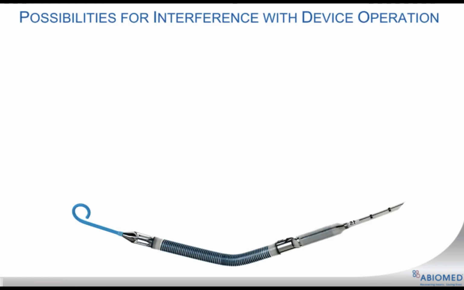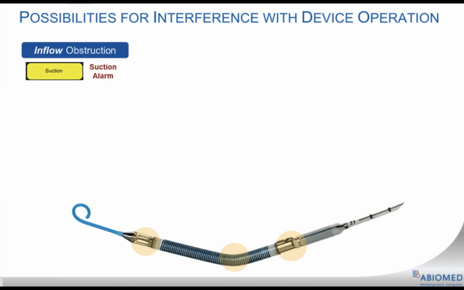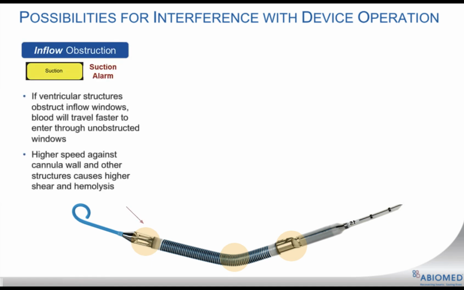The Impella catheter does not cause hemolysis if the patient has adequate filling pressures and the device is positioned correctly. If signs of hemolysis are present, it could be from an obstruction in one or more of 3 parts of the Impella catheter. 1. An inflow obstruction. If there are ventricular structures such as papillary muscle obstructing the inflow windows, blood will flow faster through the unobstructed windows. High speeds against the cannula and other structures cause high shear forces and hemolysis.